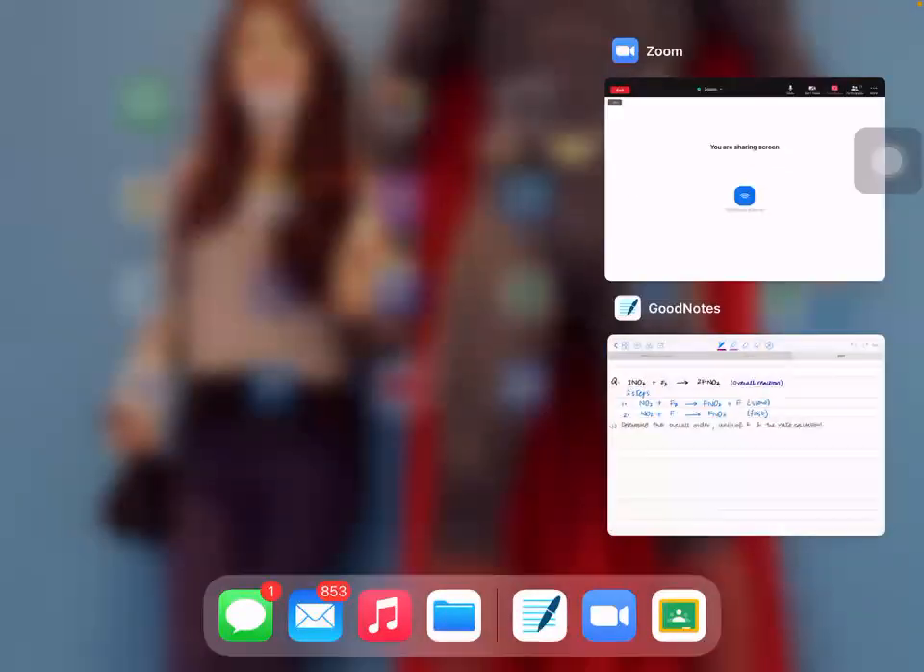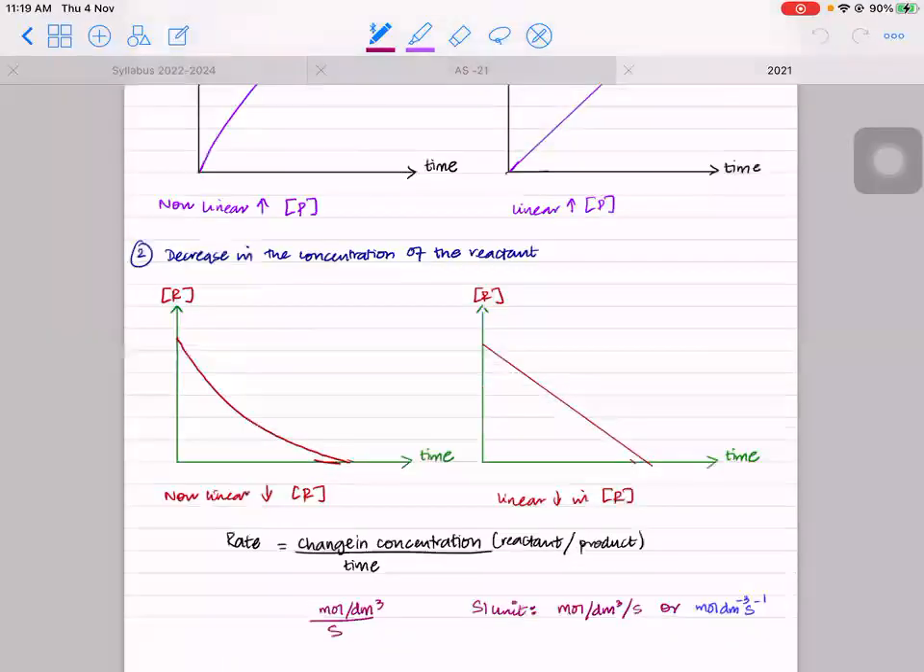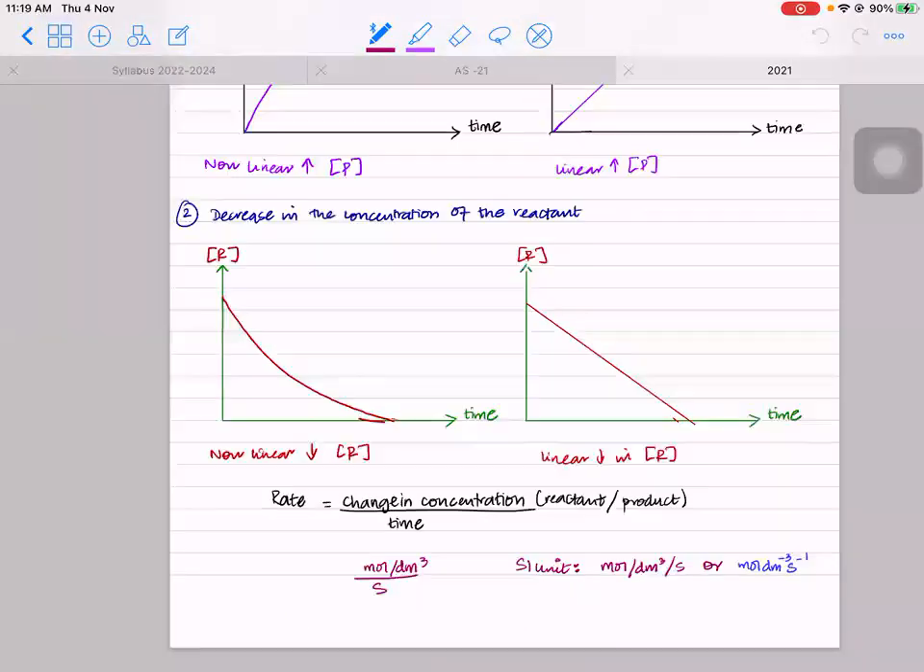Okay, so we were doing reaction kinetics. I told you, what is the rate of reaction? Rate of reaction is the change in concentration per unit time. Change in concentration is given in moles per dm cube upon time. Time is in seconds. Therefore, the units for rate would be what? Mole per dm cube per second.